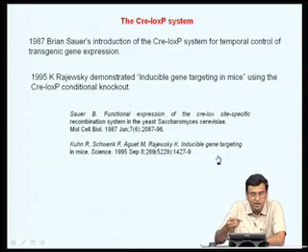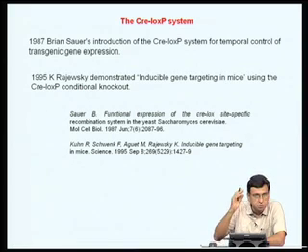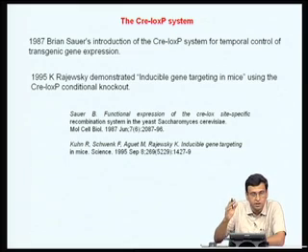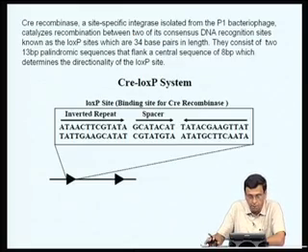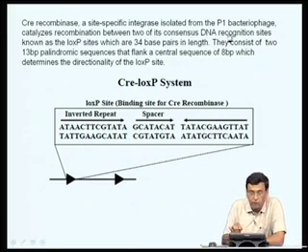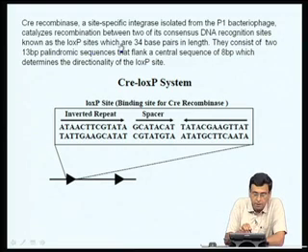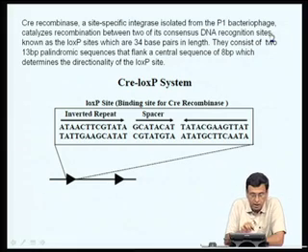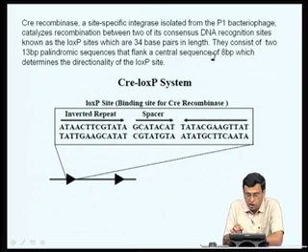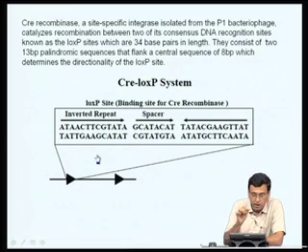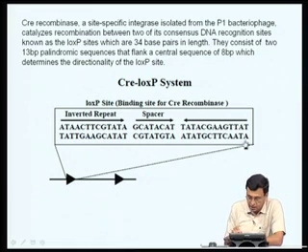So let us now see what this Cre-Loxp system is, and how exactly you can knock down genes specifically in select tissues or at specific periods of development using this site specific recombinase. Now Cre recombinase is a site specific integrase isolated from the P1 bacteriophage. It catalyzes recombination between two of its consensus DNA recognition sites known as the Loxp sites, which are 34 base pairs in length. Here is the Loxp site I have shown here. The Loxp site, the site that is recognized by this Cre recombinase, consists of two 13 base pair palindromic sequences. These are palindromes, you can see ATAACTT, ATAACTT.